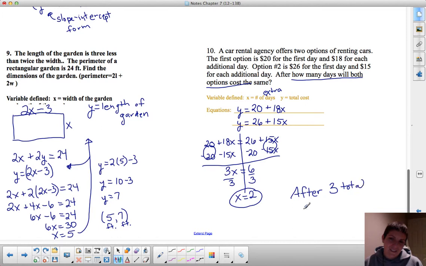Hold on, you're going too fast. This 3 times 3 equals 6. 3 plus 3 does. 3 times 3 is 9.